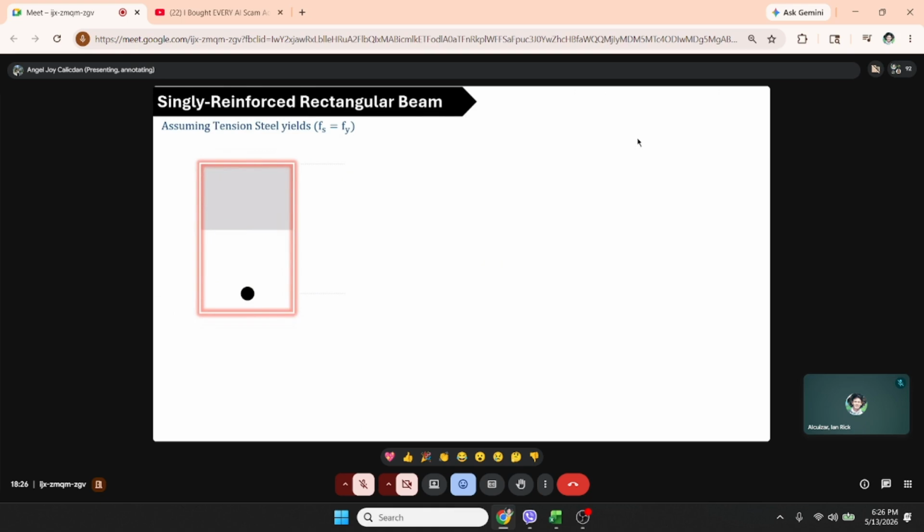So, for a singly reinforced rectangular beam, let's assume the tension steel yields, so Fs is equal to Fy. So we have the area of the tension steel, neutral axis, width of the beam, effective depth, depth of equivalent stress block, distance to neutral axis, and the stress diagram. So the compressive force is 0.85 fc prime times the area of the concrete.